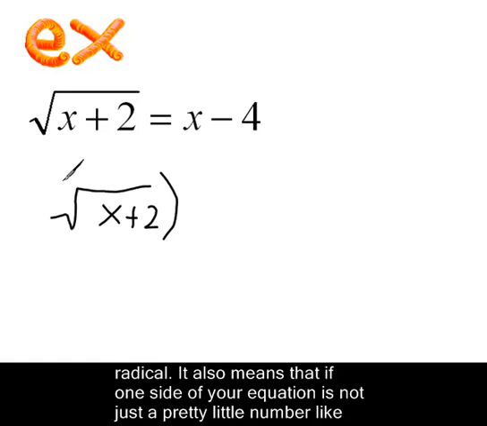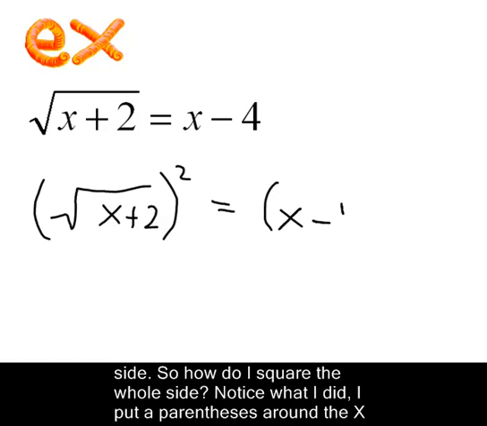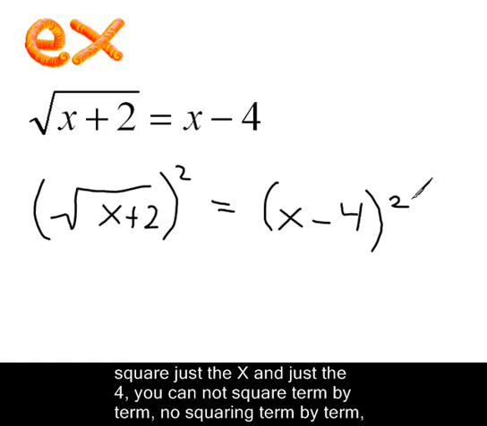It also means that if one side of your equation is not just a pretty little number like a 5, if it's, for example, a binomial like x minus 4, we are going to have to square the whole side. So how do I square the whole side? Notice what I did. I put a parenthesis around the x minus 4, which is the whole entire right side. You will not get the right answer if you square just the x and just the 4.